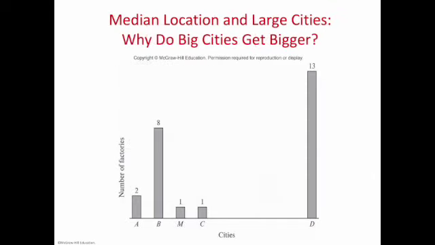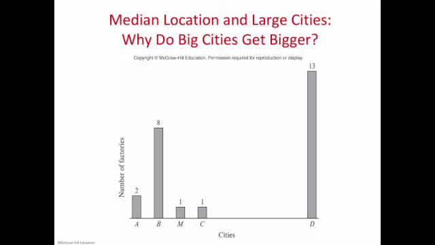Alt text. A bar graph plots the number of factories in 5 cities along a highway. There are 2 factories in city A, 8 in city B, 1 each in cities M and C, and 13 in city D. The first 4 cities are equidistant from each other, while city D is at a large distance from city C. The principle of median location provides another explanation of why large cities become larger.